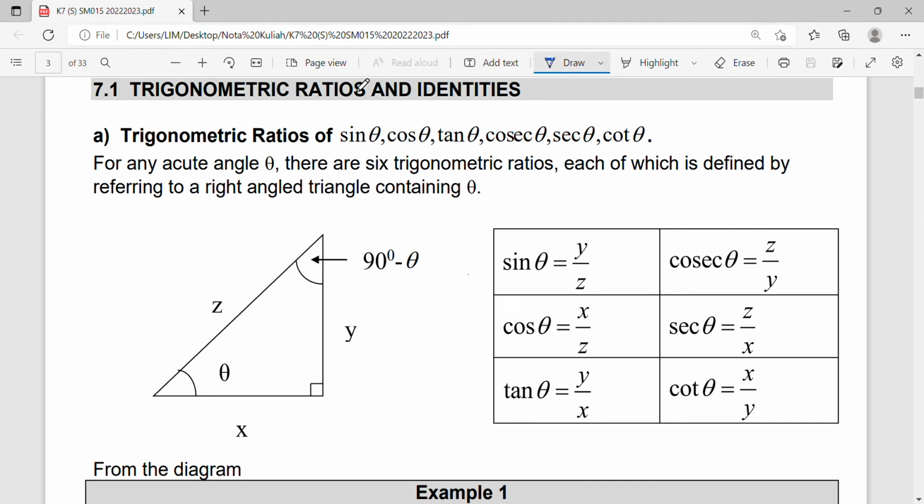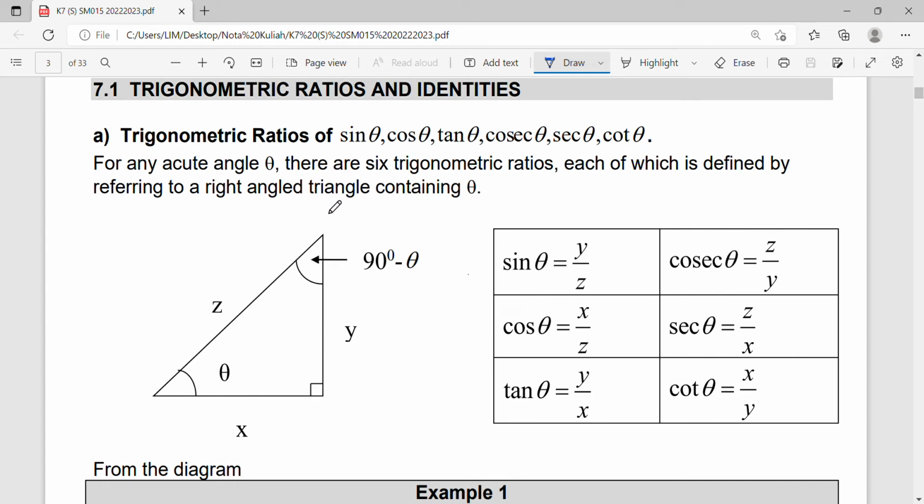Okay, so we're going to see trigonometric ratios and identities. So we look at our ratios first. How many trigonometric functions do we have? We have sine, cos, tangent, cosecant, secant, cotangent. Theta can be anything. So how do we define sine, cos, tangent, cosecant, secant, and cotangent?